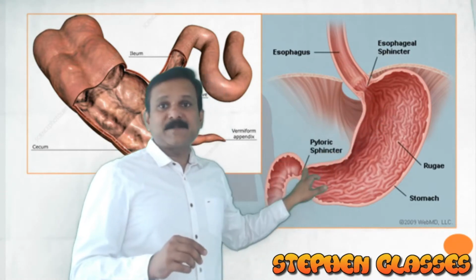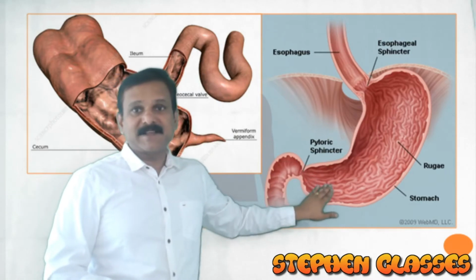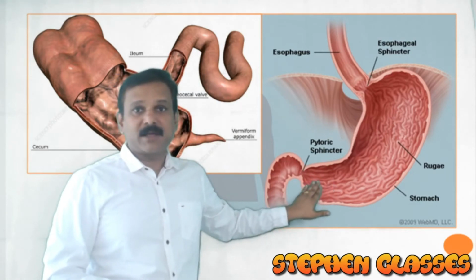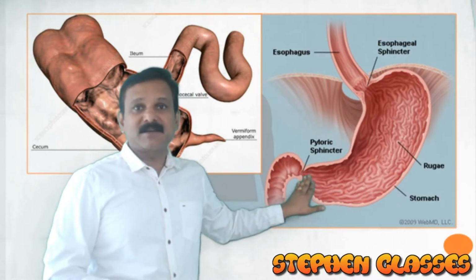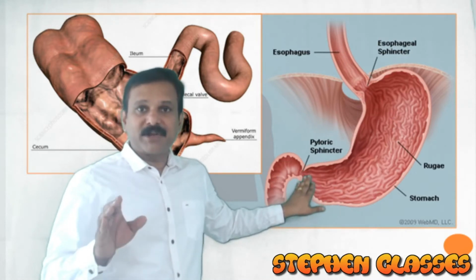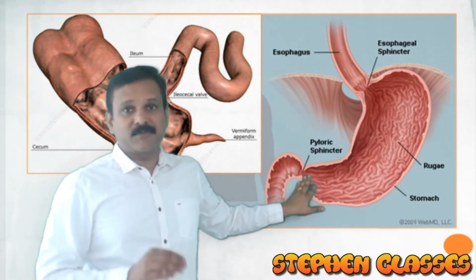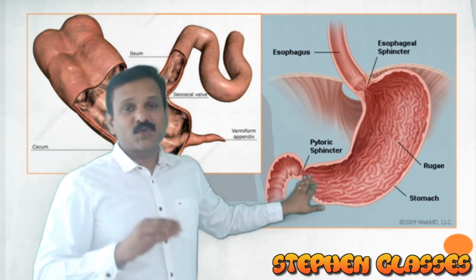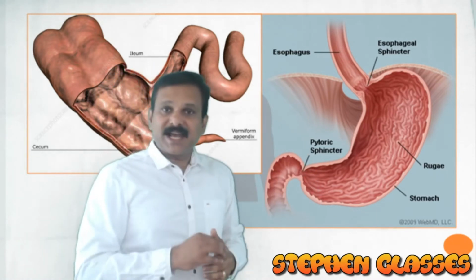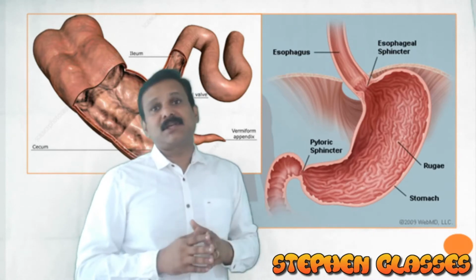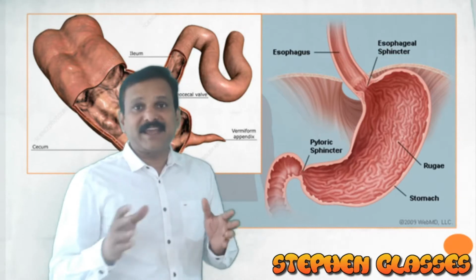Now we have another sphincter over here that is called the pyloric sphincter. The pyloric sphincter is present between the pyloric region of the stomach and the duodenum. What is the role of this pyloric sphincter? It will regulate the movement of chyme. What is chyme? After stomach digestion, the food is called chyme. So we have bolus after buccal digestion, chyme after gastric digestion, and after intestinal digestion, the material is called chyle. And it is almost the fecal matter.